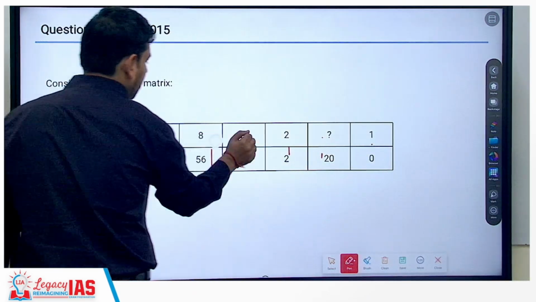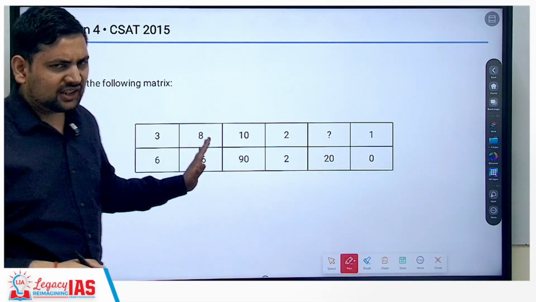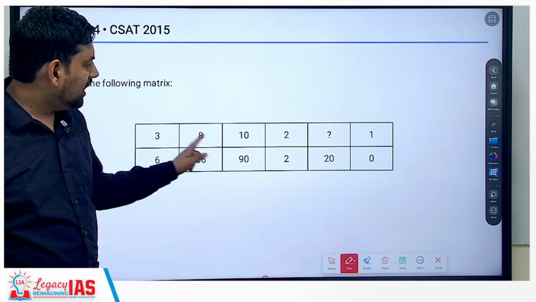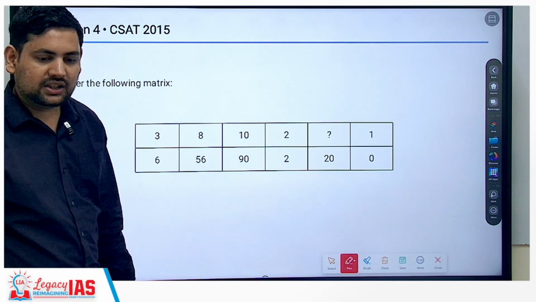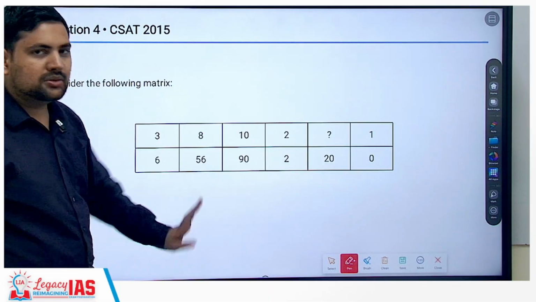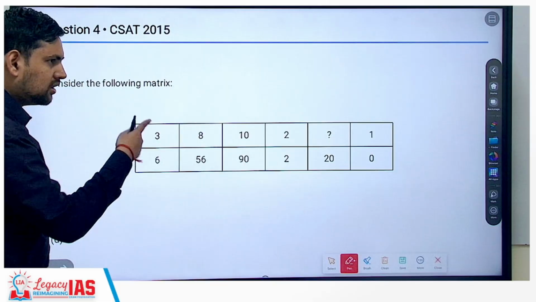So let's see if there is some pattern in horizontal direction. You see here 3, then 8, then 10, then 2 again, then question mark, then 1. So it is not making any sense. Not a pattern that is visible to us. So we will leave this horizontal one, then look in vertical or column wise.